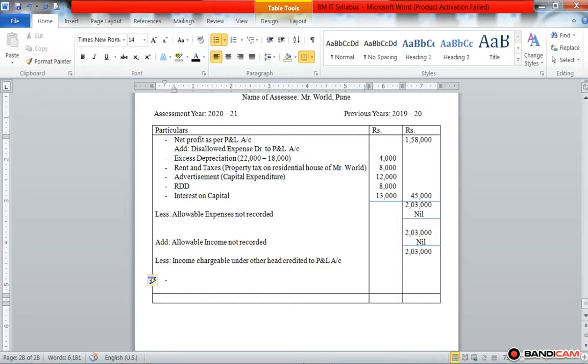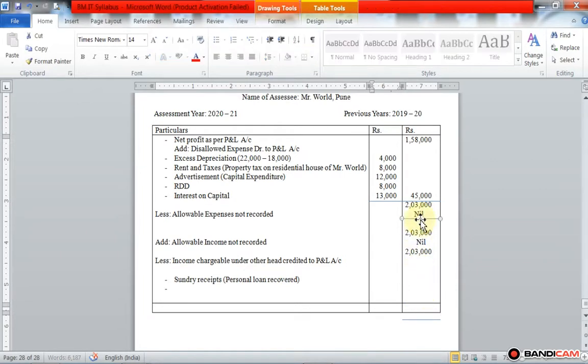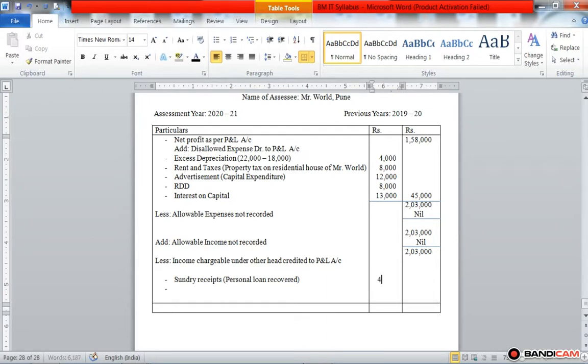Deduct this income from net profit. So here: sundry receipts (personal loan recovered), amounted to rupees 4,000. Okay, amounted to rupees 4,000.